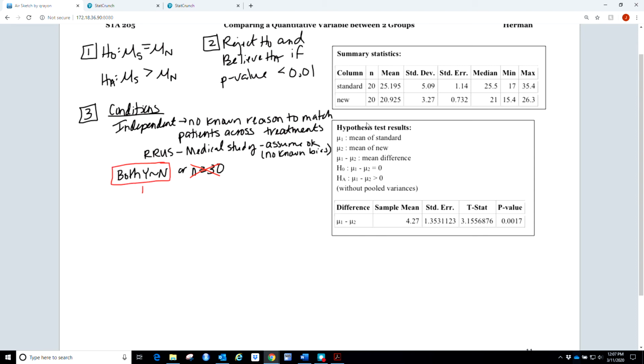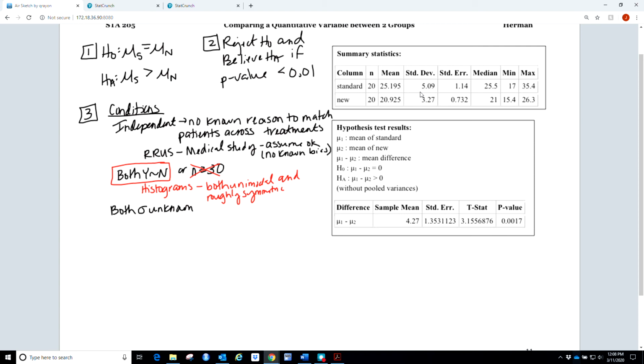Now again, why I'm going to say that that's okay is looking at those histograms. They're both unimodal and roughly symmetric. Again, not perfect, but pretty good. And then finally, both of the population standard deviations will be unknown. Notice we are given standard deviations, but these are the sample standard deviations, not the population ones.